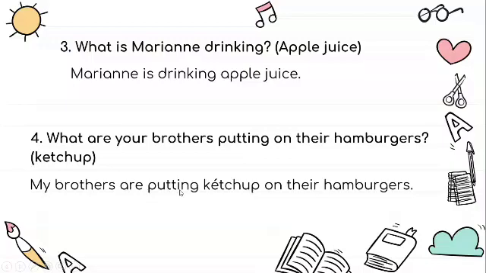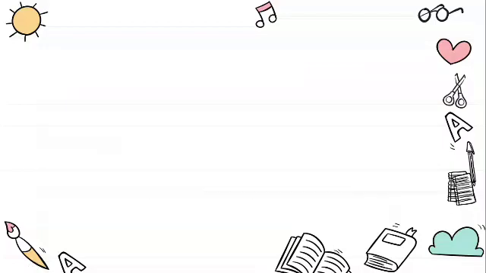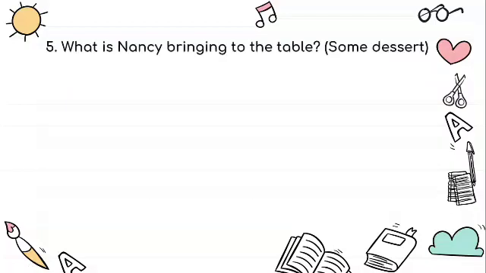So here we have putting. Okay, we added ing. That is the form with ing. So that is the answer for the number 4. Okay, next one. Number 5. What is Nancy bringing to the table? Okay, can you help me with the answer? Think about it.